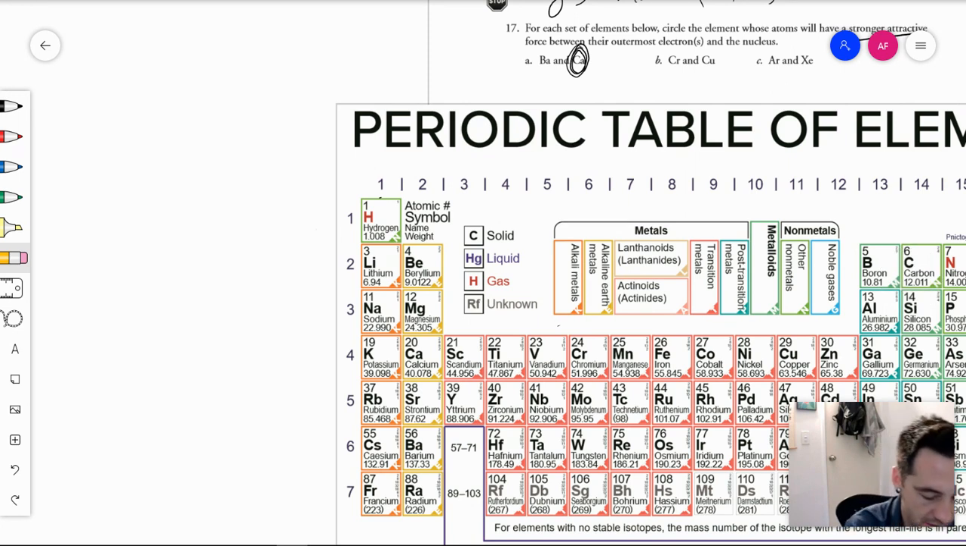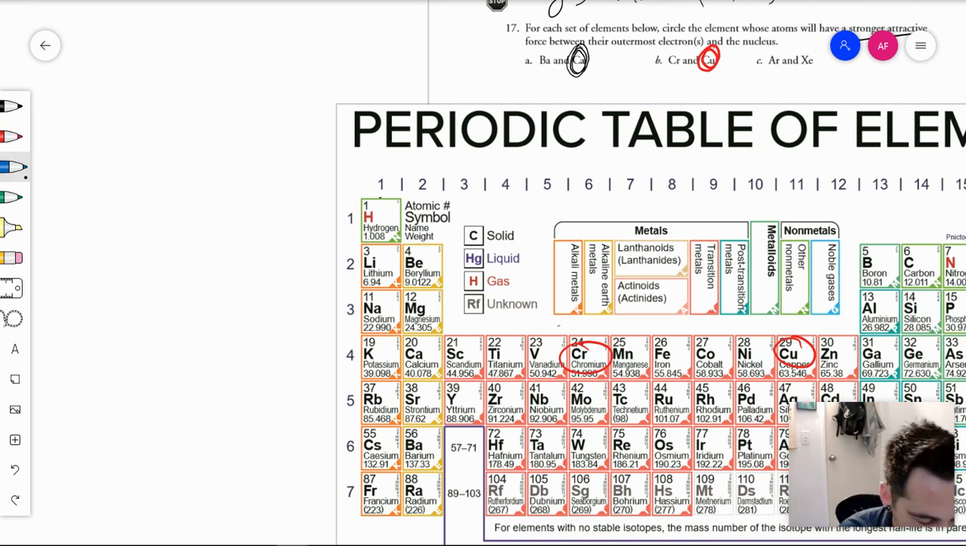Next one, chromium and copper. Chromium's here and copper's here. They're in the same row. So this time we're looking at the number of protons, because we're not changing the energy levels or the distance. The one with more protons will have the stronger attraction. Copper has more protons, therefore it will have the stronger attraction.